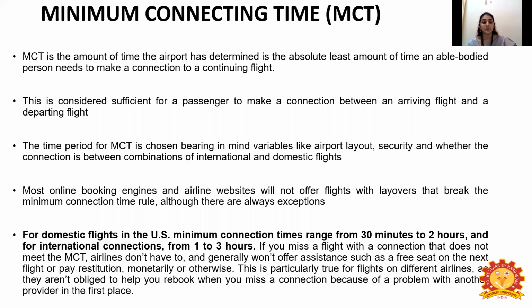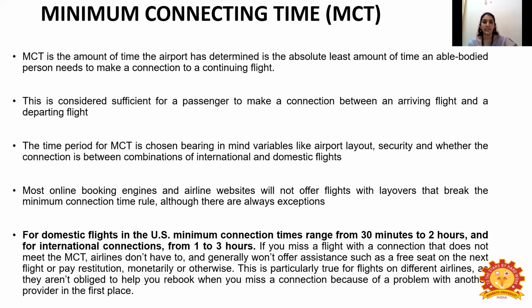And sometimes the connection is between a combination of international and domestic. Normally, if it is completely domestic, the connecting time may be less. If it is a combination of domestic and international, it could vary. So all these also bring a variation in connecting time. I have given an example here. In the United States, for domestic flights, the time range is approximately 30 minutes to hours, whereas for international connections it is 1 to 3 hours.